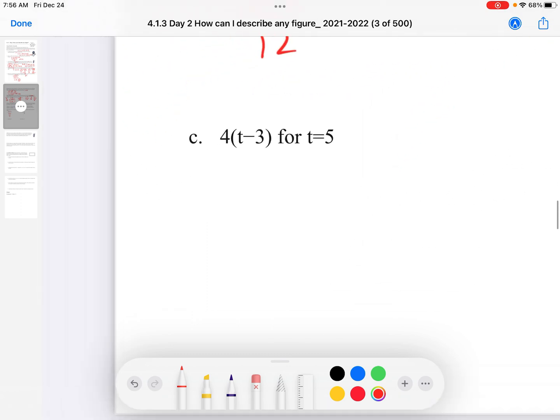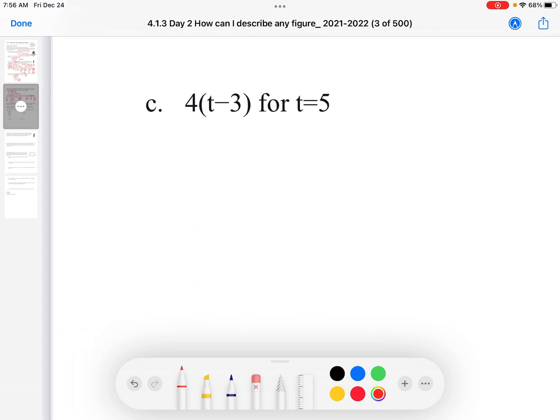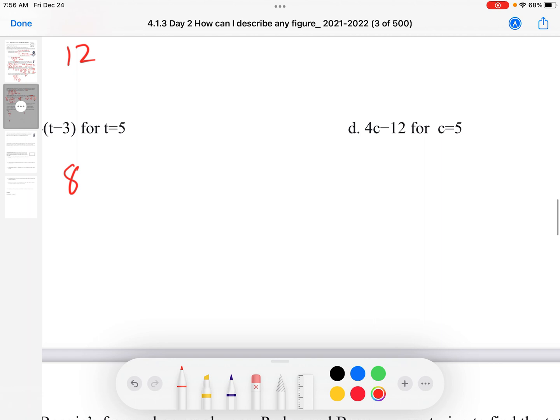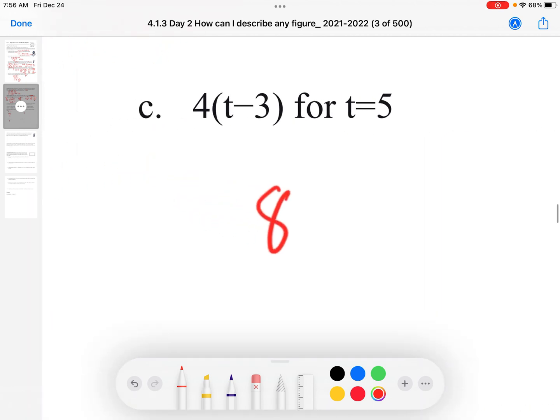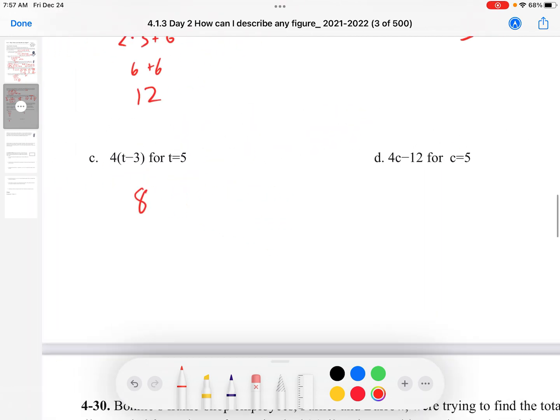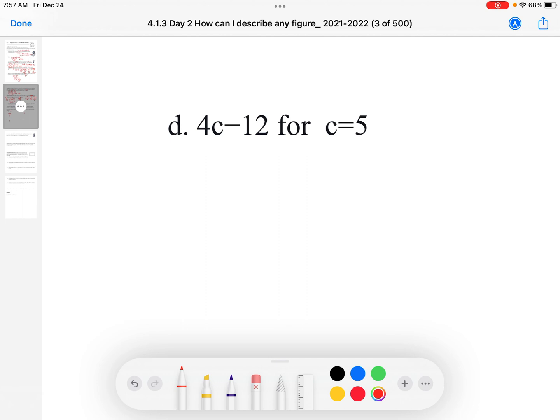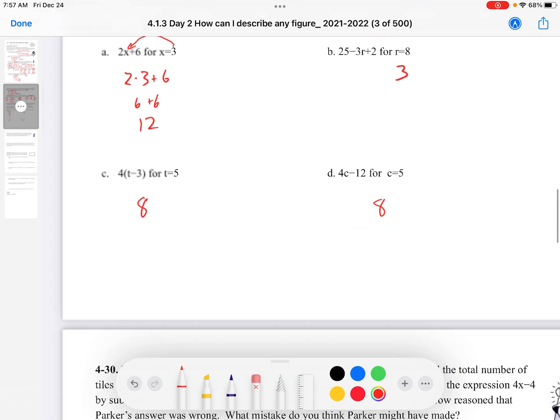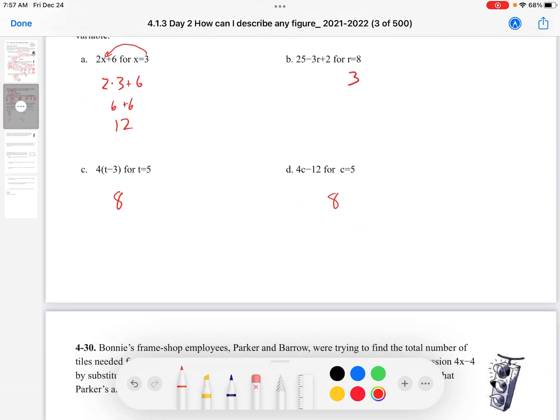Let's go down here. Try this one on your own, and you should get 8. Try this one on your own. Make sure you do what's inside the parentheses first. Try this one on your own, and you should get 8 also, I believe. Yep. Okay, try it again.